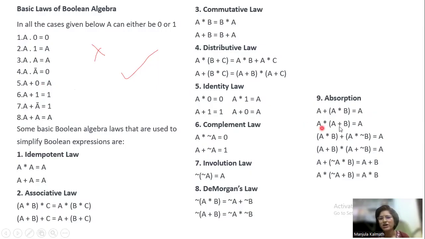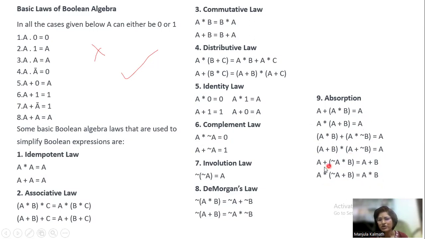And then here we have A into (A plus B) equals A. A into A plus AB. I'll take A common, then 1 plus B. 1 plus B means it is 1 itself. 1 into A equals A. A into B plus A into complement of B equals A. Again we have to simplify, we'll get A itself. (A plus B) into (A plus negation of B) equals A. A plus negation of A into B equals A plus B. A into (negation of A plus B) equals A into B. Means no need to mug up all this. We just have to remember the previous formulas and simplify, and we'll get these values.